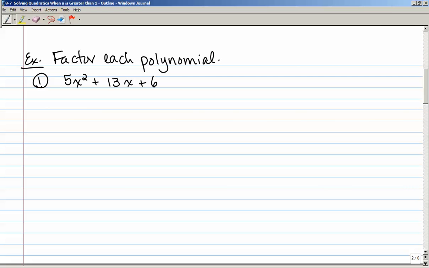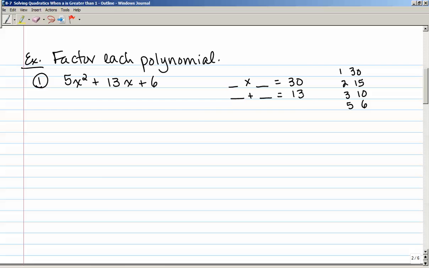So let's factor the polynomial 5x squared plus 13x plus 6. I'm going to look for two numbers that multiply to whatever a times c is. So a is 5, c is 6. So I need two numbers that multiply to 30. And then the same two numbers have to add up to b, so they have to add up to 13. There's a lot of different factor pairs of 30. So I could do 1 and 30, 2 and 15, 3 and 10, 5 and 6, and then I would start to repeat again.